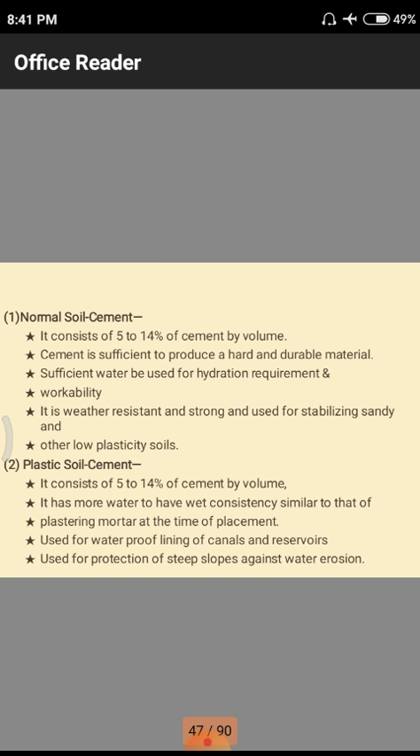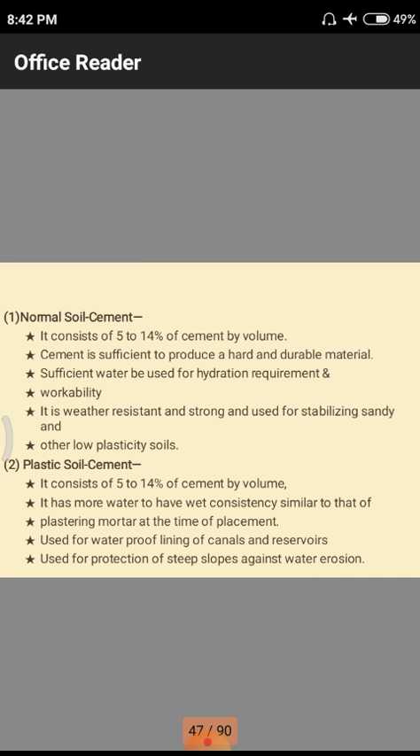For 1% of cement, how much amount of water do we require? Likewise we have to do some investigations, or we have to observe different publications related to these soil stabilization techniques. From those we have to take the values.